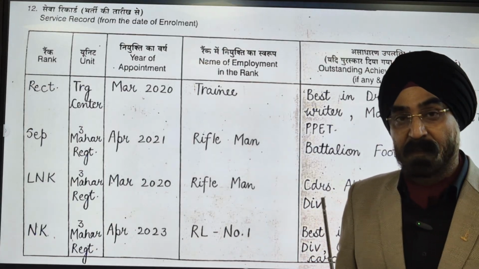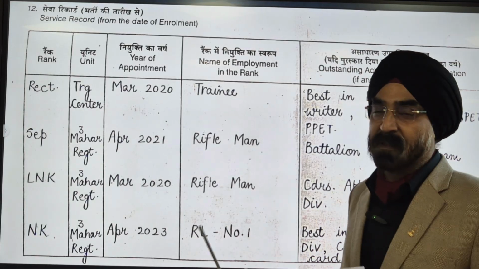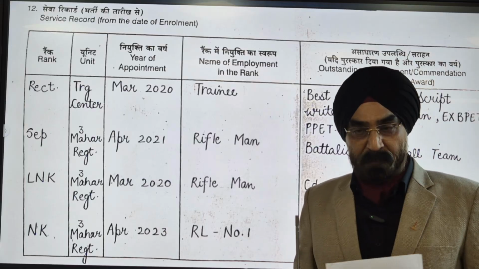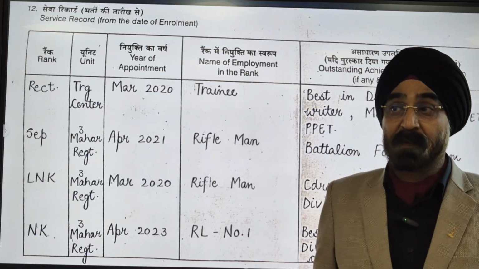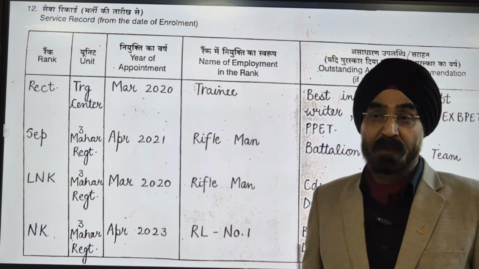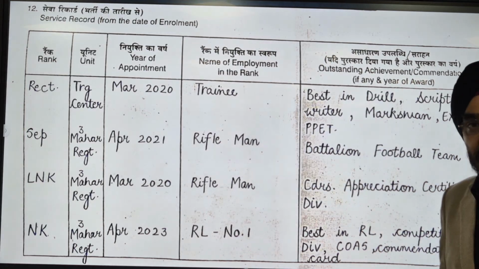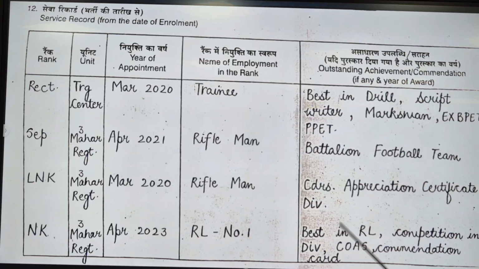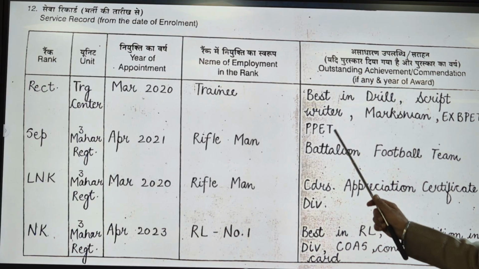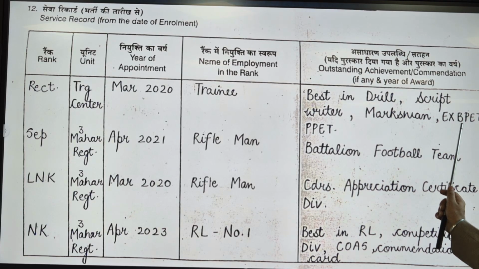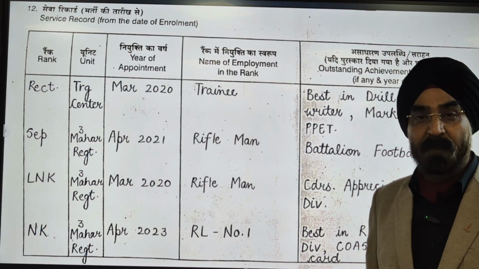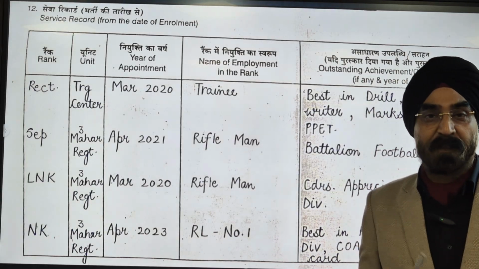Now this plays a very important role, so highlight the achievements in service. Whatever achievements you have made while serving, or if some prize or award has been given to you, you must bring that out. Or if you have taken part in some professional competitions, you must bring that out here. Somebody has written Commander's Appreciation Certificate, best in some professional competitions, BPT, PPT, best in drill. All these things have an important role in highlighting what all you have done in your past.